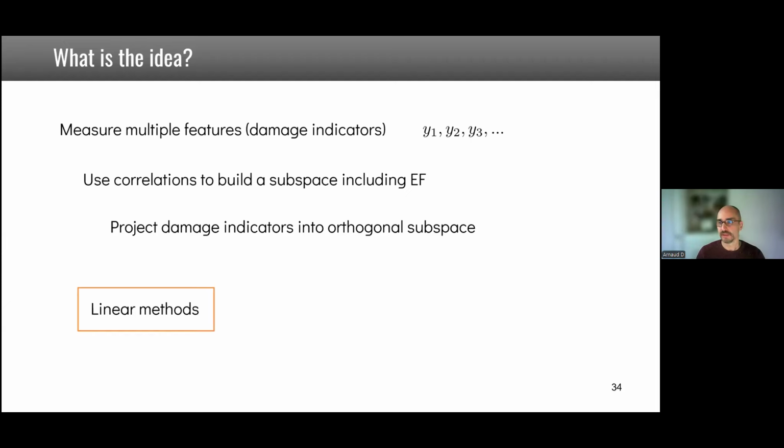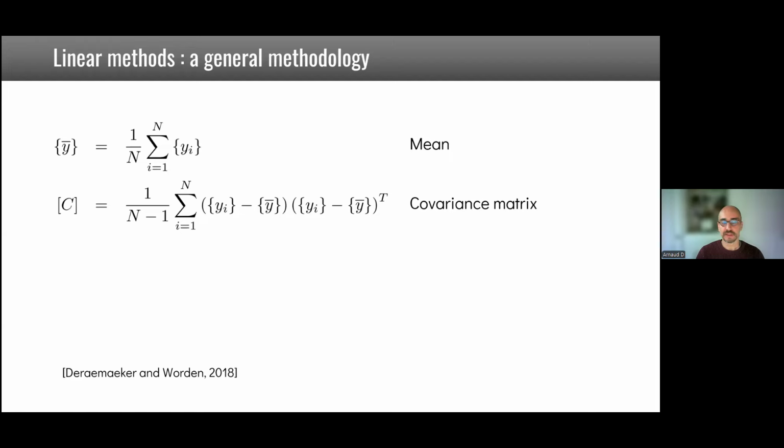To do that, there are two types of methods: the linear methods and the nonlinear methods. I will start with the linear methods because they are the simplest. Also, I published in 2018 a paper with Keith Worden about that, with some kind of integrated view on all these linear techniques. To me, they really boil down to the same idea. They are all the same in a sense. That's what we show in the paper. So what is the idea behind?